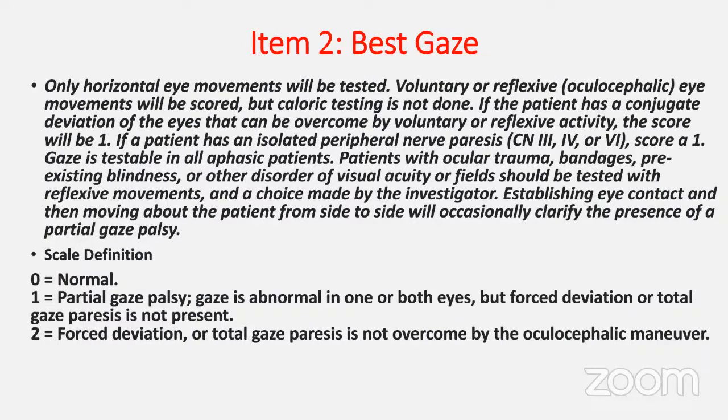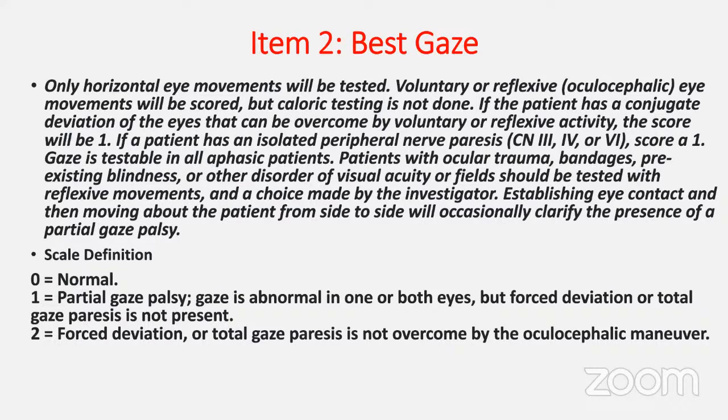Okay, item 2, best gaze. Only horizontal eye movement will be tested. Voluntary or reflexive eye movement will be scored, such as the oculocephalic reflex, but caloric testing is not done. If the patient has a conjugate deviation of the eyes that can be overcome by voluntary or reflexive activity, the score will be 1. If a patient has an isolated peripheral nerve palsy, for example, oculomotor nerve palsy or abducens palsy, the score will be 1 also.